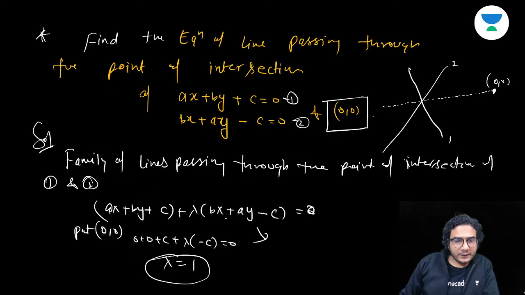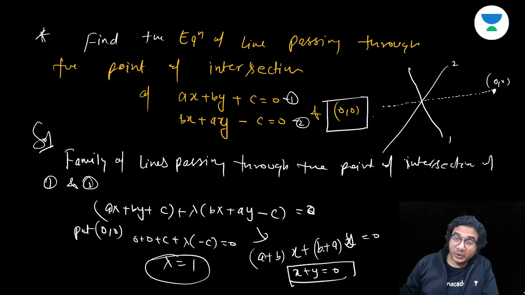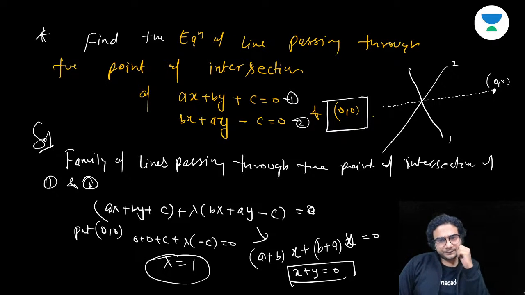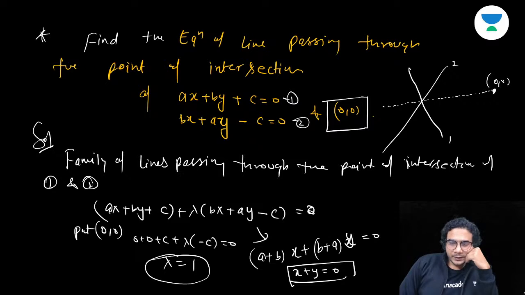If you put back the value of lambda, you'll get a plus b into x plus b plus a into x, and c of course will become 0. You can write this as x plus y is equal to 0. So x plus y is equal to 0 is the line passing through the point of intersection of the two given lines. The point of intersection was actually... no, sorry, not 1, 1. Not 1, minus 1 either. Some other point maybe. We don't need that point actually.